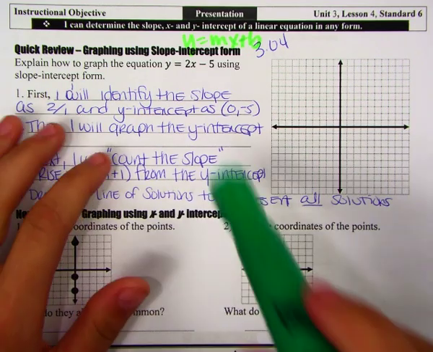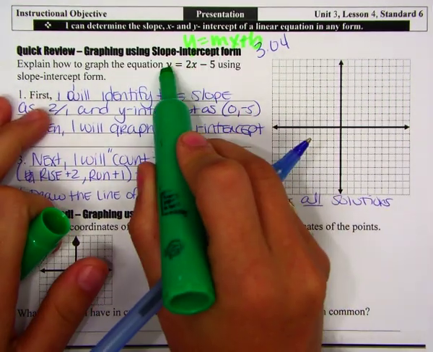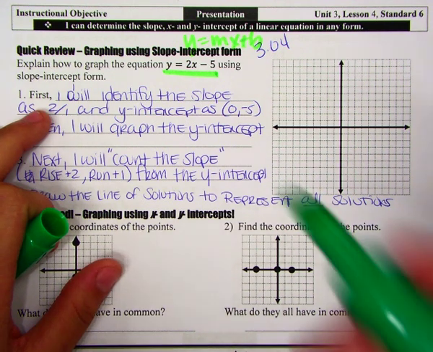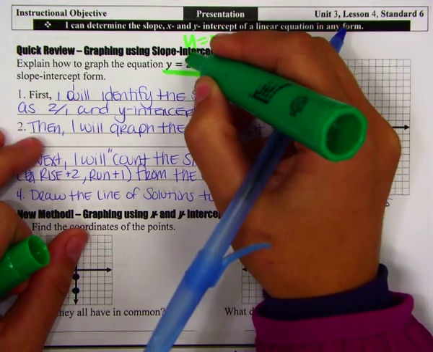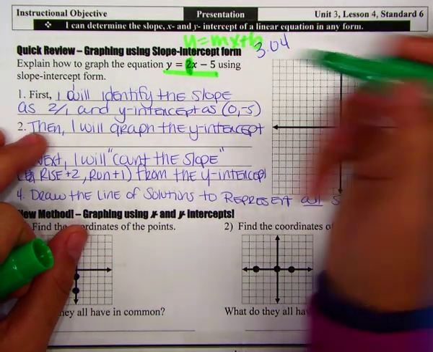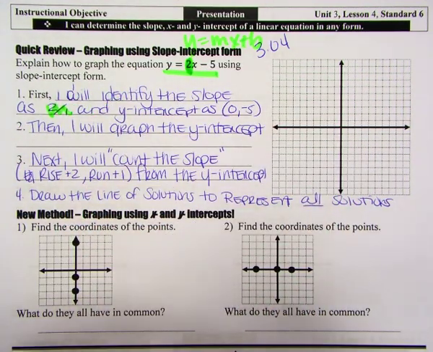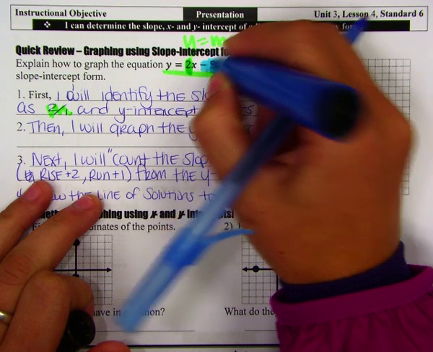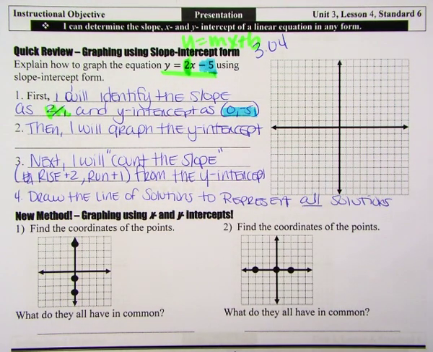So explaining in steps how to graph y equals 2x minus 5. First, I will identify the slope as 2 over 1. The slope is right here. That's our slope. And the y-intercept as 0, negative 5. This is our y-intercept. Okay, so I've identified that stuff.